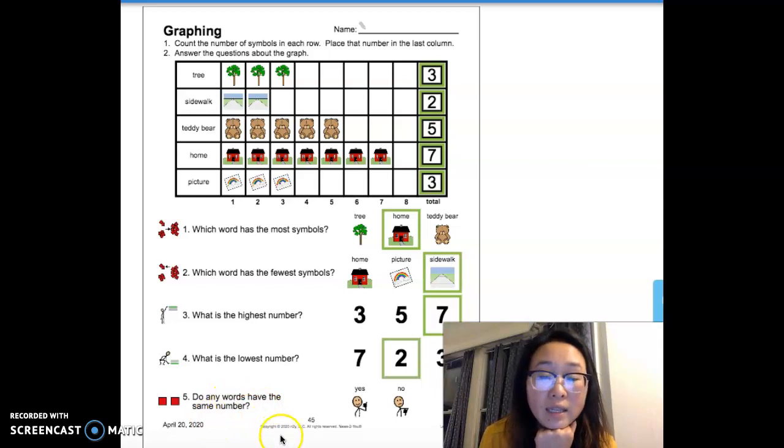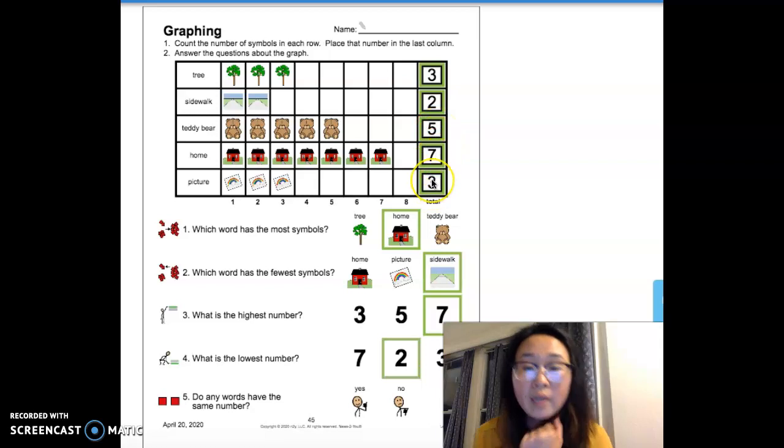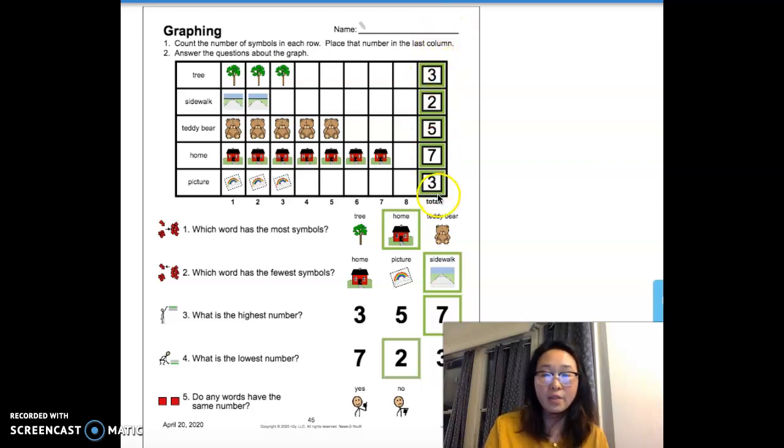Are there any words that have the same number? Yes or no? So let's see. We have 3, 2, 5, 7, 3. Are any of them the same? Yep. 3 and 3 are the same. So we're going to put yes. All right.